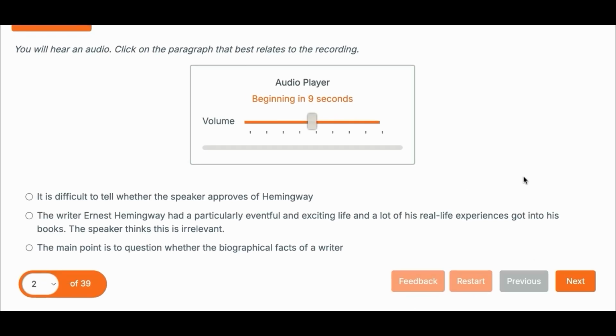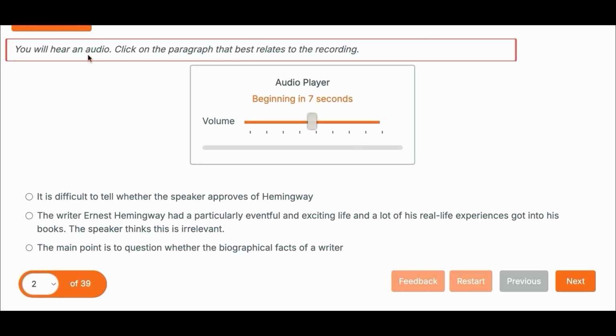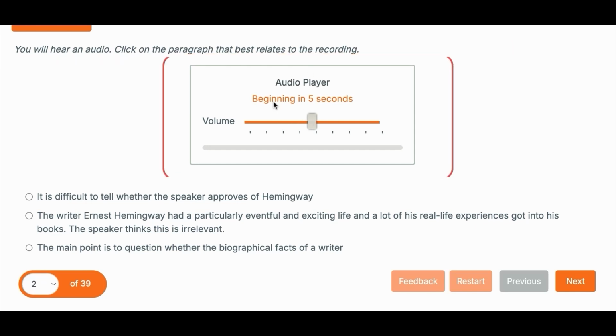So guys, the task is Highlight Correct Summary. On the top you have the instruction. Underneath the instruction you have the audio box, which has the audio, and the volume control. And this is the audio status, showing how much of the audio has finished. So this is the layout: instruction, audio box, volume control, audio status.